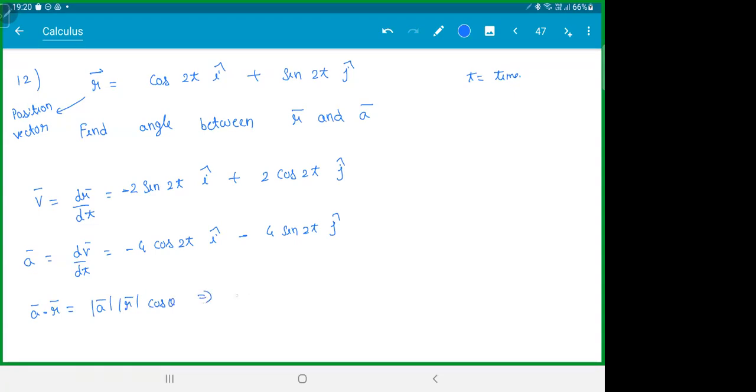So first do the dot product. That will be minus 4 cos square 2t minus 4 sine square 2t, and mod a bar will be the magnitude of this vector, which is root over 4 square cos square 2t, 4 square, that is 4. Magnitude of r bar is 1, and that is cos theta. And this is minus 4 is equal to 4 cos theta. Cos theta is equal to minus 1. Theta is equal to 180 degrees. Check.